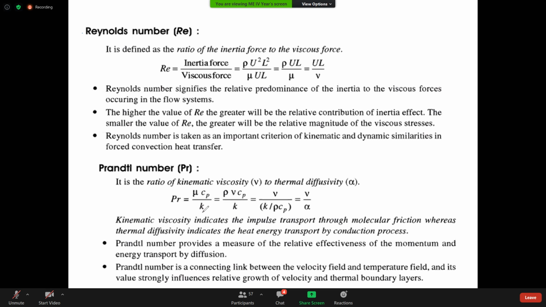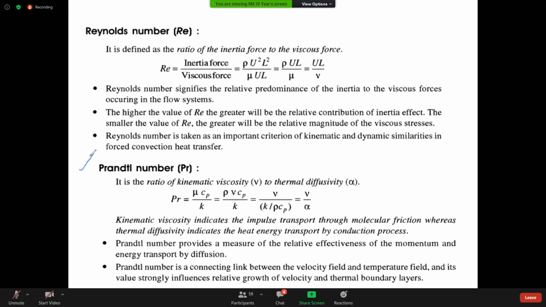The Prandtl number is the ratio of kinematic viscosity to the thermal diffusivity. Thermal diffusivity alpha we have studied. Kinematic viscosity mu. After doing this, you will get it like this. It is the Prandtl number. You don't need to remember any of these equations. Everything is given in the data book. I'll make you aware of it by itself.